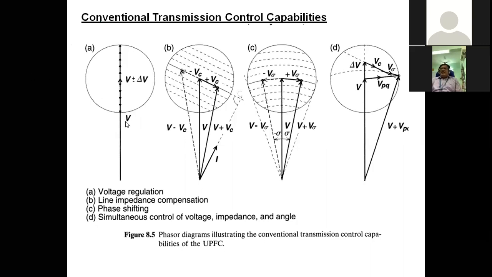Last class I drew these diagrams and explained. Again we'll see. So here the series voltage is controlled, that is, our power system voltage is controlled by injecting voltage in series, in phase or out of phase. Once you inject in phase, its voltage increases, or out of phase, its voltage decreases. You can see that simply, for different values of delta V, that is the voltage that you are applying.